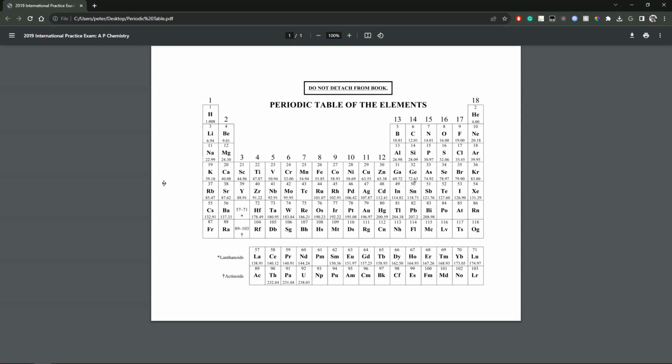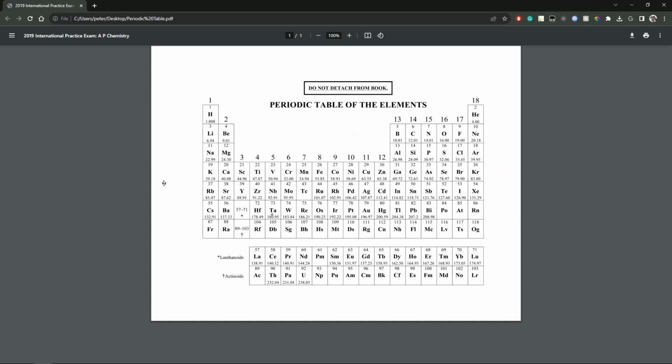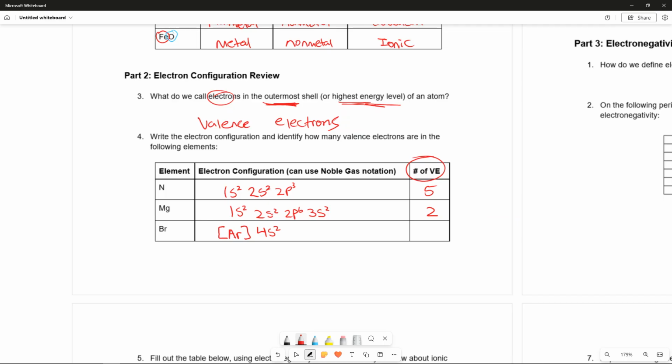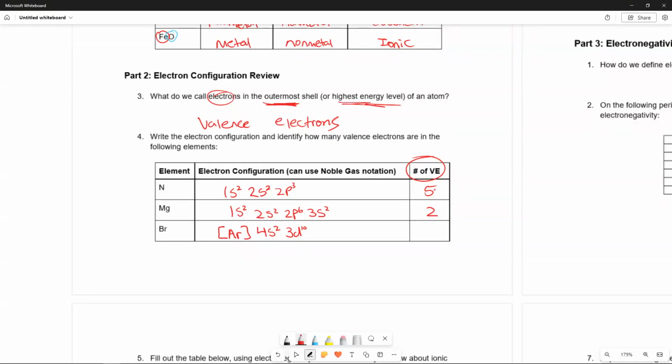to 35, bromine. So that's the 4th s sublevel. So we're going to have 4s2, and remember that the 3d group comes in after. We have a full d because it's not a transition metal, and the 1, 2, 3, 4, 5, 4p5 in order to reach bromine.